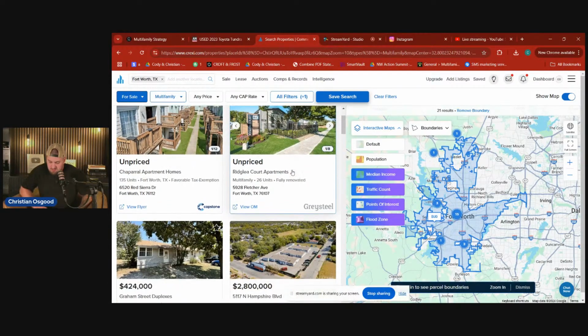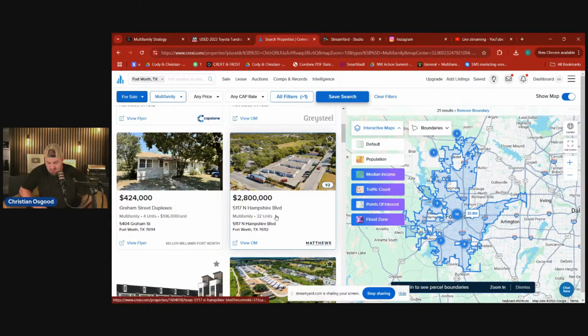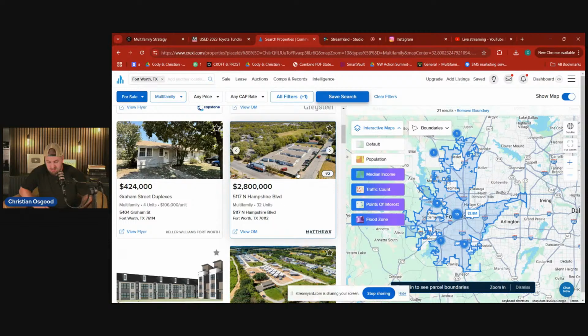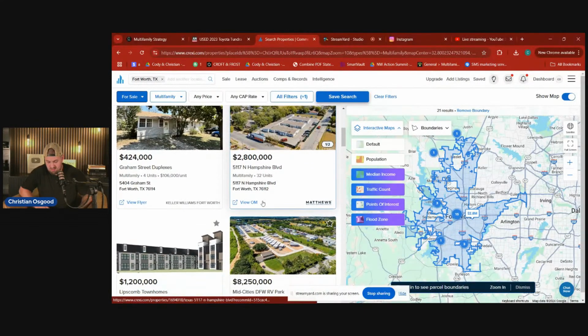Unpriced, 26 units. Looks pretty nice. This might be above what we do for Section 8. 32 units, less than 100 a door. This one's actually not uninteresting. They look very plain, though, a little prison blocky. I don't know that this is my first pick, but let's put a pin in that one.